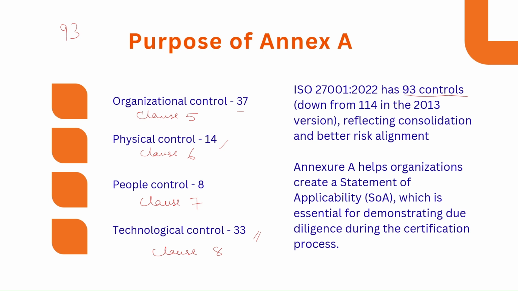Annexure A helps the organization create an SOA. Now, what is an SOA? In my next video, you will understand it. But for now, just understand that the SOA is a document where you will list down all the Annexure A controls, and you will mention whether each is applicable for your organization or not. If it is not applicable, then provide a justification. If it is applicable, mention what exactly you have implemented and how you are implementing it.